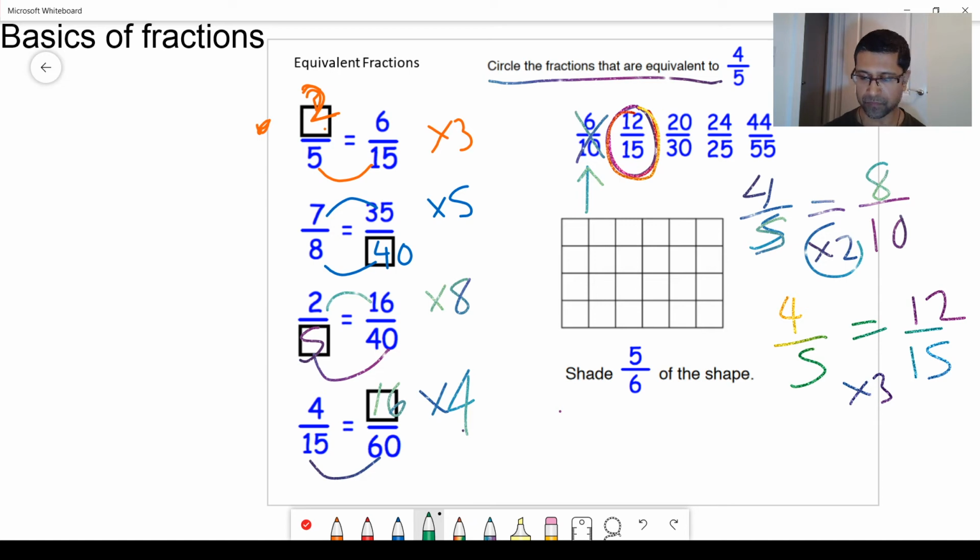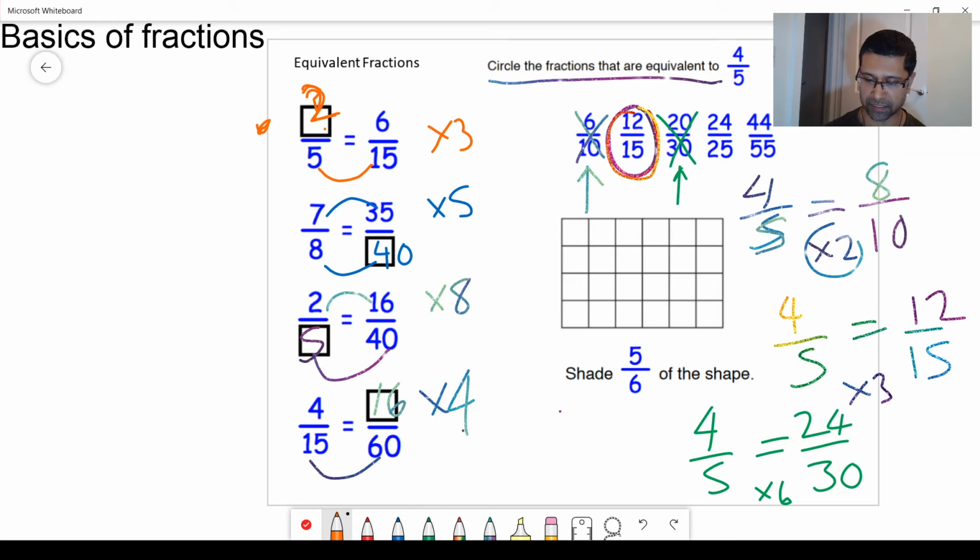Next, let's have a look at this one. I know 5 goes into 30 if you just compare the denominators. 5 into 30 goes 6 times. Do the same to the top. 4 times 6 is 24. So 4/5 is the same as 24 over 30. So it can't be 20 over 30, can it? So cross that one out.